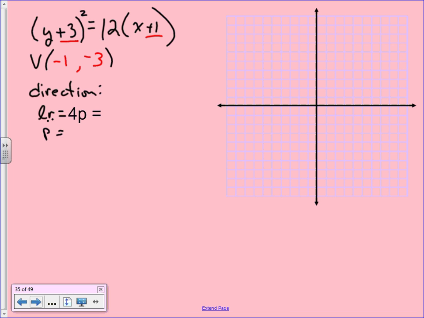And now we need direction. Okay, well, the 12 is positive. And the y is squared. So this one's going to go left, right. And if it's positive, that means it goes to the right.